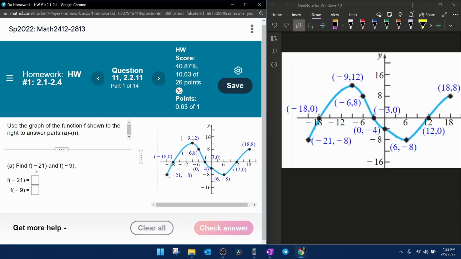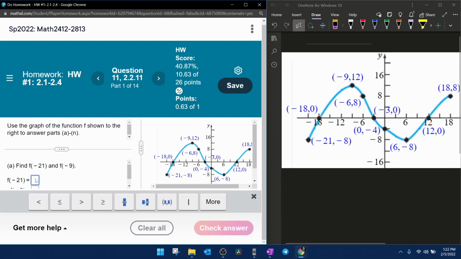Part A, find f of negative 21 and f of negative 9. So what they're asking me to do here is to go to where x is negative 21 and find the y associated with that. Over here I've blown the graph up to make it a little bit easier to read. We can see that when x is negative 21, we have a y value of negative 8.